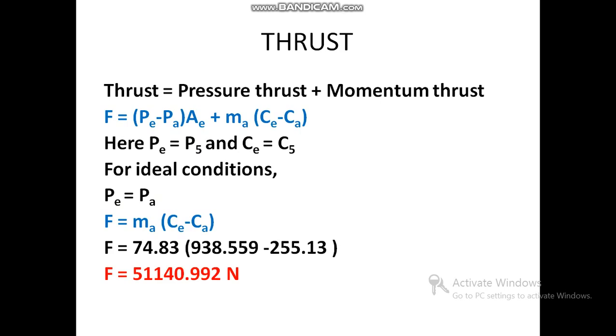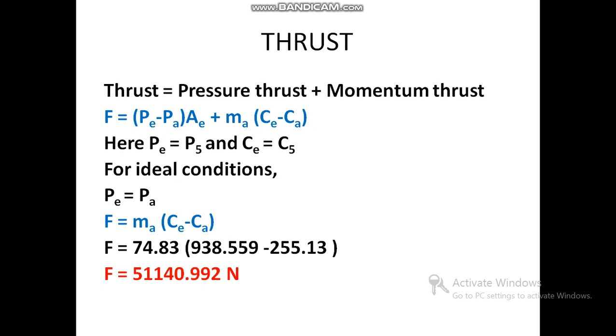Now coming to the thrust, they have actually asked for the thrust. The thrust is the addition of pressure thrust and momentum thrust. The pressure thrust is the product of pressure into area. That is, here I have mentioned your exit pressure minus inlet pressure into the exit area. As well as the momentum thrust is mass flow rate into velocity. That is what I have mentioned here, mass flow rate of air into exit velocity minus inlet velocity, that is the ambient velocity.